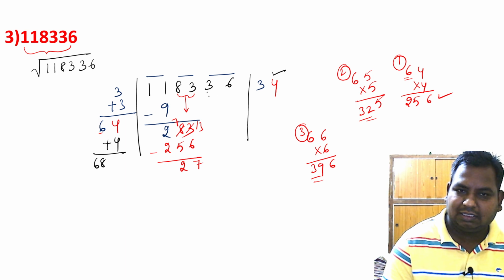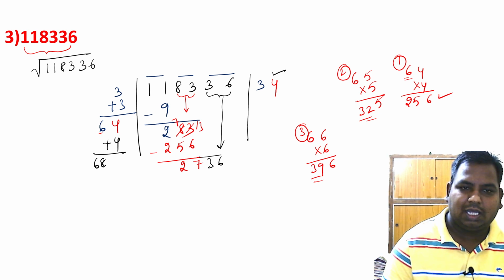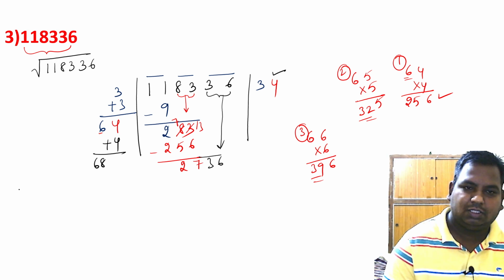And I need to bring the digits under next bar. Under next bar I have 36. So bring 36. Did you get me? So now we have 68. So same logic will apply here. We have 68. Beside 8 I'll write 4.